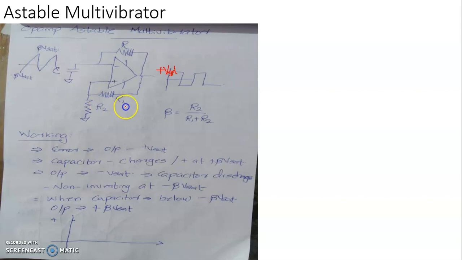So for the circuit, you have a positive feedback employed with the help of the resistances, say R1 and R2. The part of the output appearing across R2 is injected to the non-inverting terminal. So it's a positive feedback, and the feedback fraction is R2 divided by R1 plus R2.